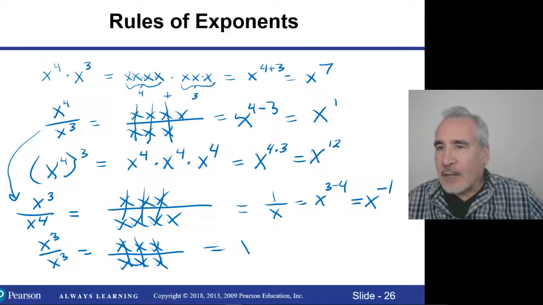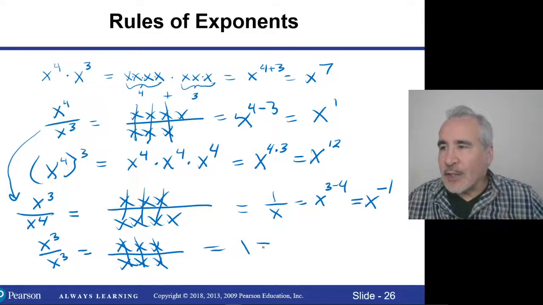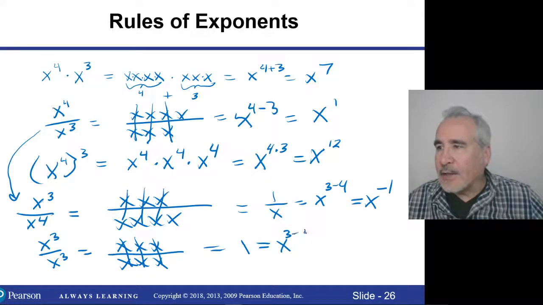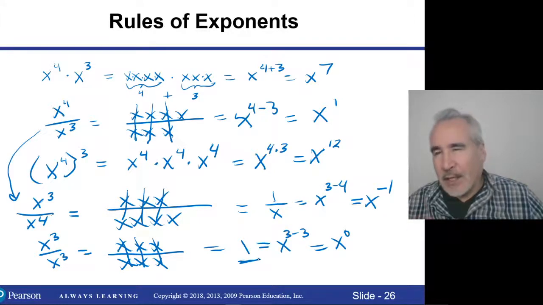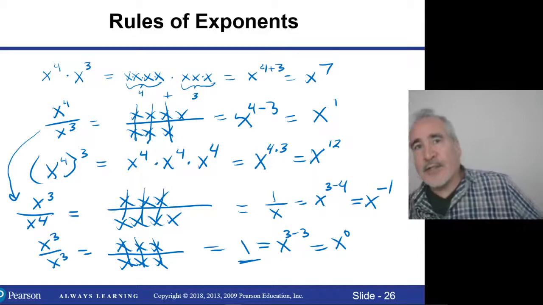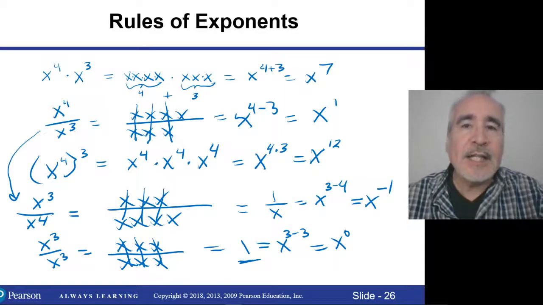But we also know that if we subtract the exponents, that should give us the same thing. So this is x to the 3 minus 3, which is x to the 0. Anything to the 0 power equals 1, with one caveat: 0 to the 0 is called an indeterminate form.